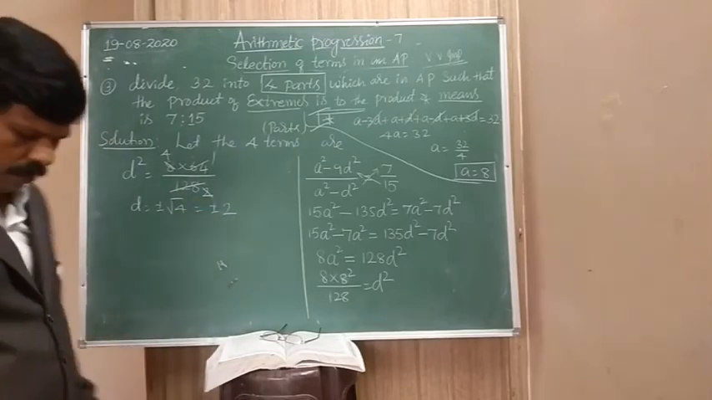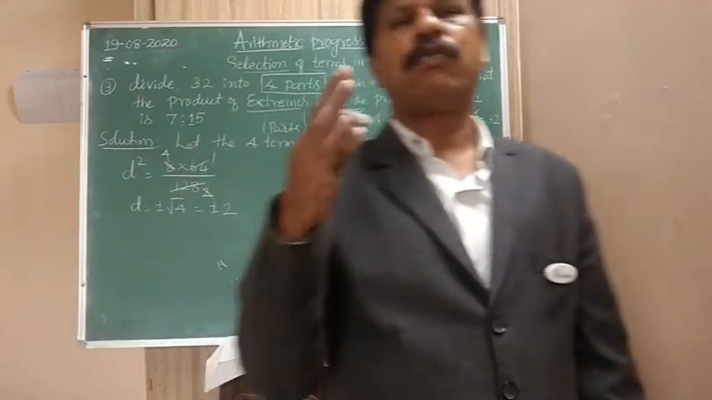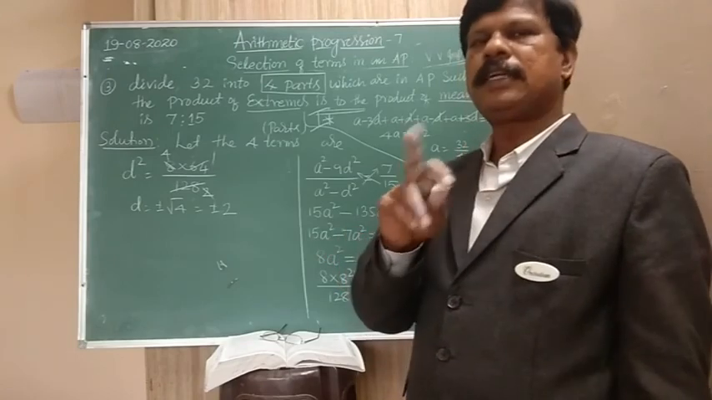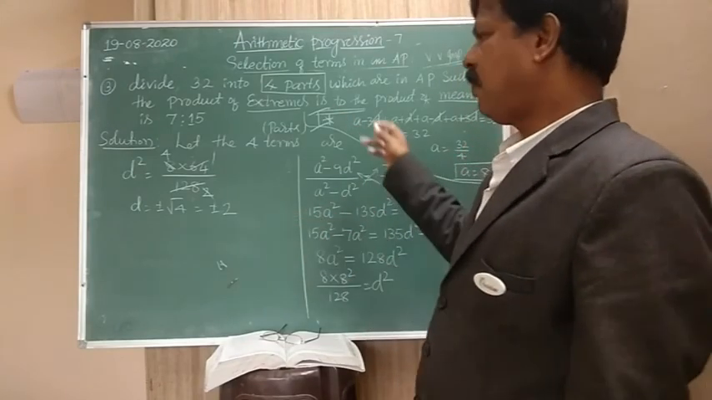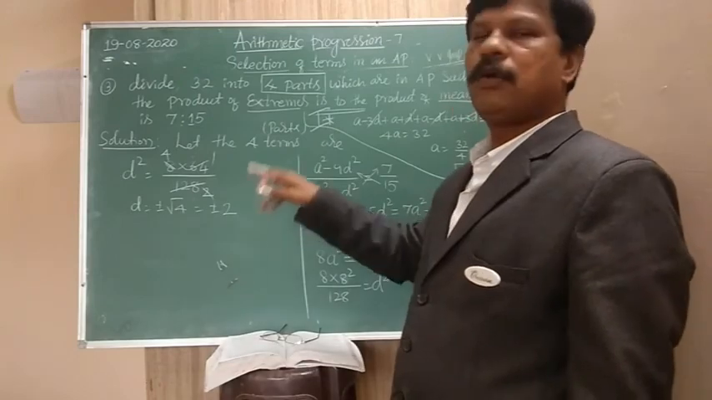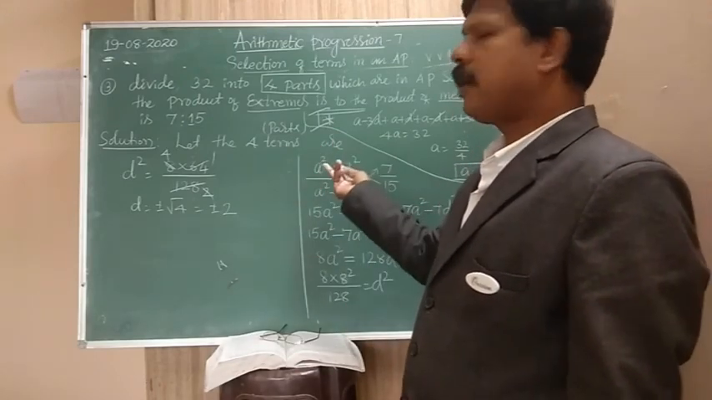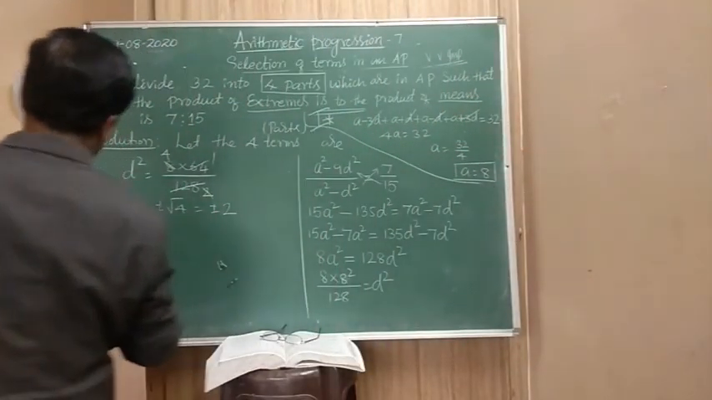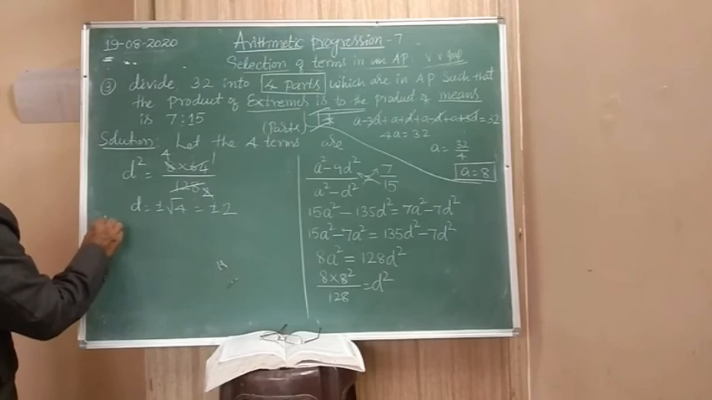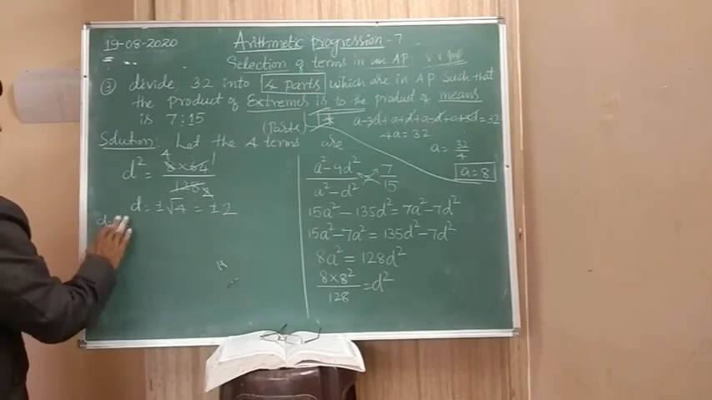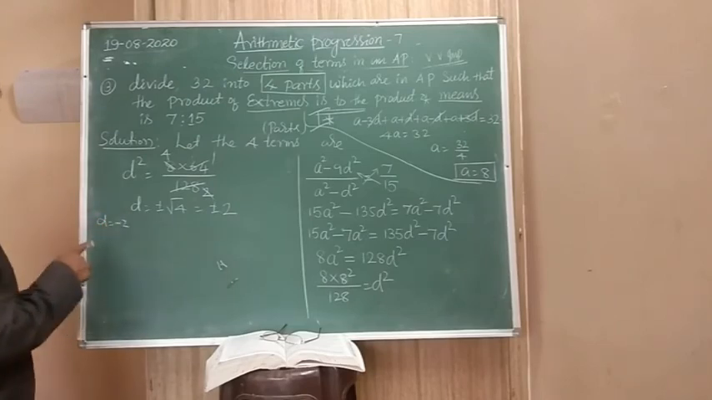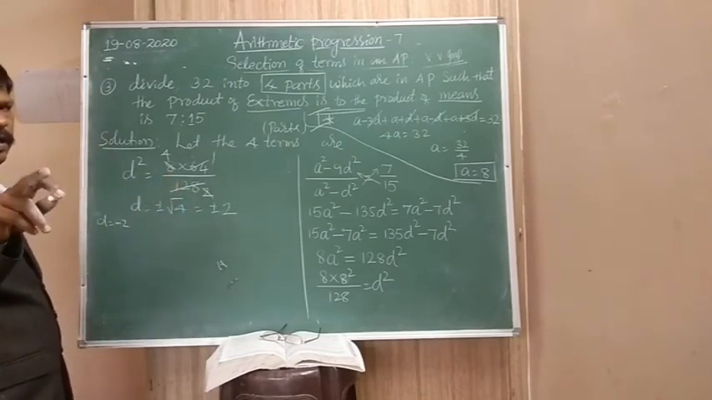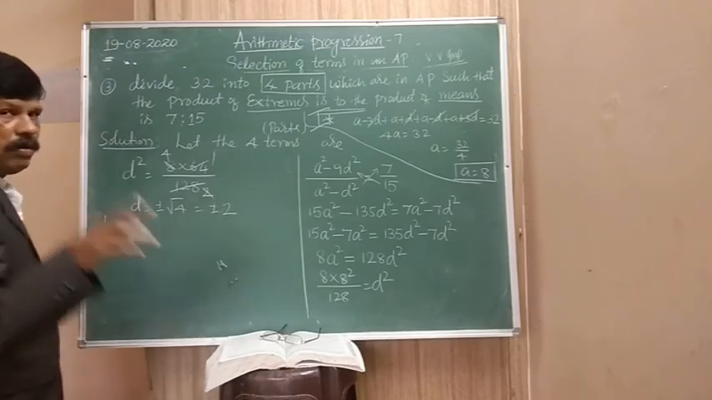In the previous problem I did not find the 4 terms by taking the negative value. You do that: take d as a minus value and then find out. Here also I am finding by taking only the positive value, but you should find the four terms by using negative d as well, right? Now the four terms, when d is equal to plus 2. Here I am doing it by taking minus 2. There also you should do that.